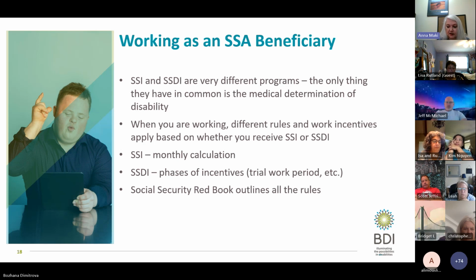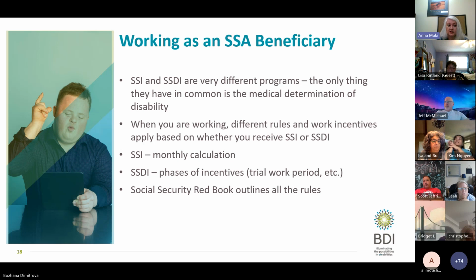If you have SSDI, and you're working, you still have to report those earnings. At that point though, it's more of an all or nothing situation where you're entering a trial work phase during that 9 months that you have at working at the trial work level. You can earn as much as you can and it's not going to impact your benefits. Following that, you go into the extended period of eligibility, it's going to impact your benefits. It's going to be an all or nothing. If you're earning above substantial gainful activity level, then you're not eligible for an SSDI check.